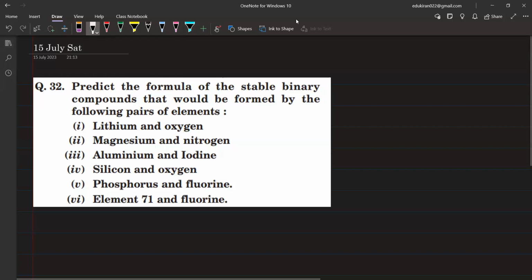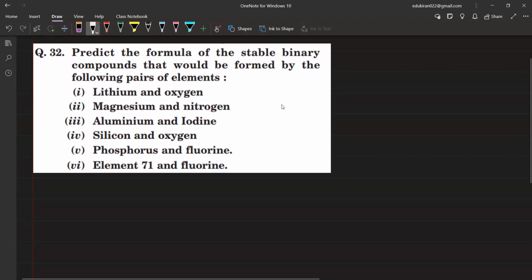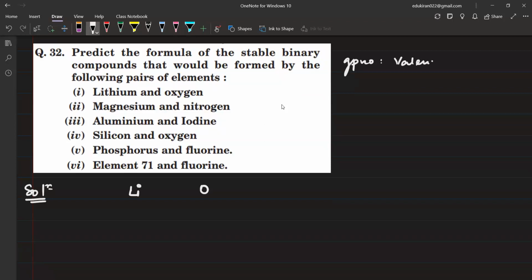Those who don't know how to do this type of question, you must have had this in your ninth standard, in atoms, molecules, and ions. Simply, we have lithium and oxygen. What is the valency of lithium? You can get the valency by looking at the group number. The group number will tell you about the valence electrons, and you should see whether the valence electron count is less or whether 8 minus valence electrons is less. Whatever is less gives you the valency.